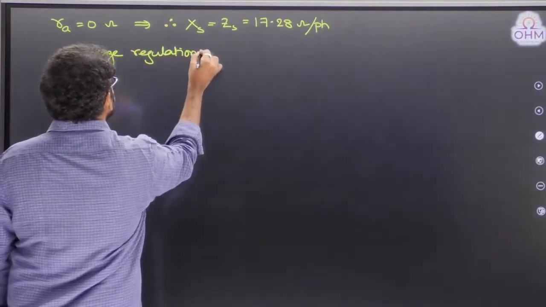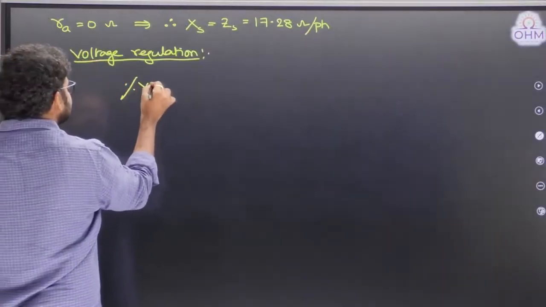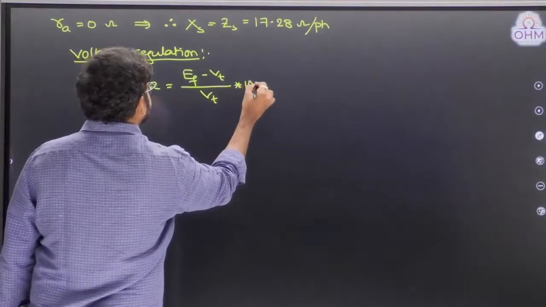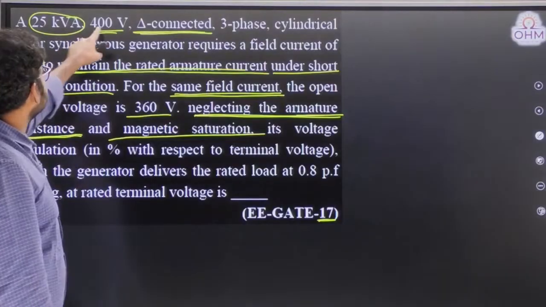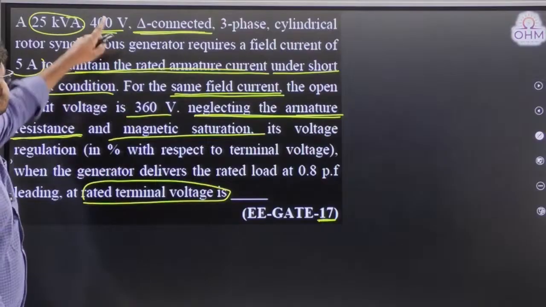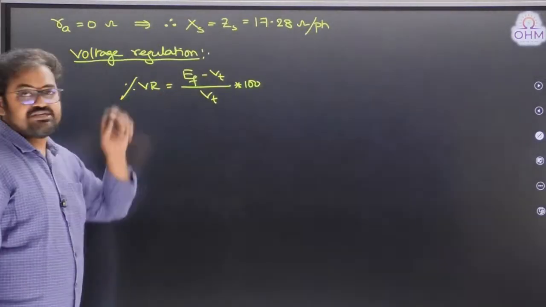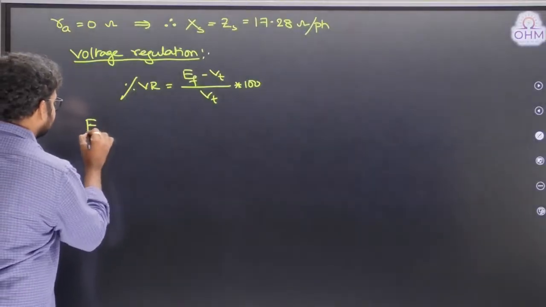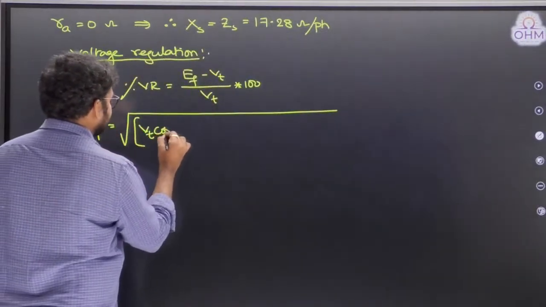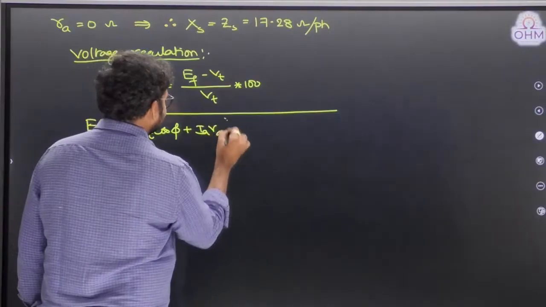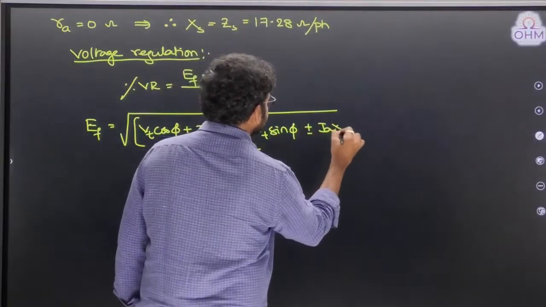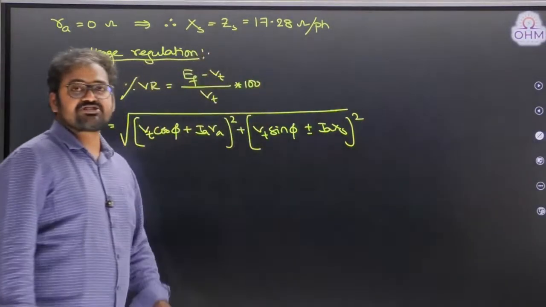To calculate voltage regulation, I need two values. What is the formula for percentage voltage regulation? (E_f minus V_T) by V_T into 100. Okay, V_T was already known, rated voltage 400 volt. Remember, we have to calculate voltage regulation at rated terminal voltage, that is 400. So unknown value was E_f. Let us calculate E_f using the formula. What is the formula we know about E_f? Square root of (V_T cos phi plus I_A R_A) whole square plus (V_T sin phi plus or minus I_A X_S) whole square. All values must be per phase values.